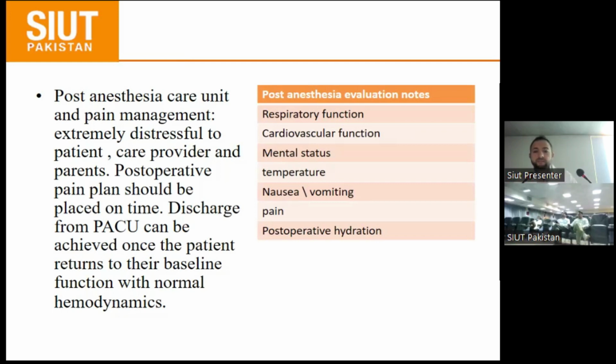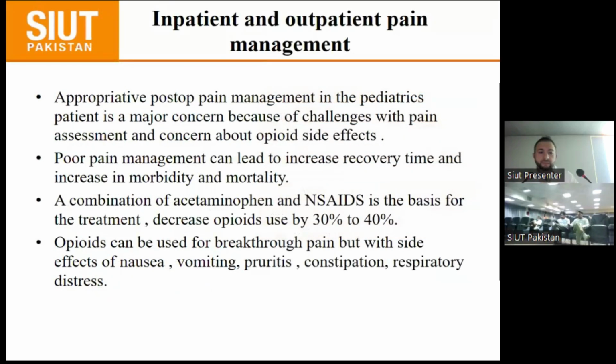So these lists can be checked before the patient is shifted from recovery. Respiratory function should be normal. Cardiovascular status should be okay. Mental status should be okay. Temperature, nausea, vomiting, pain, and hydration should be checked before shifting from recovery.